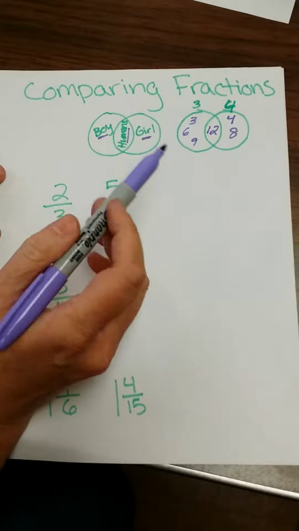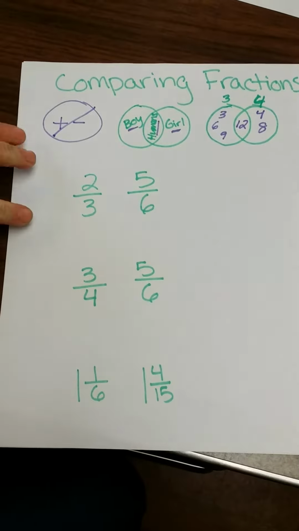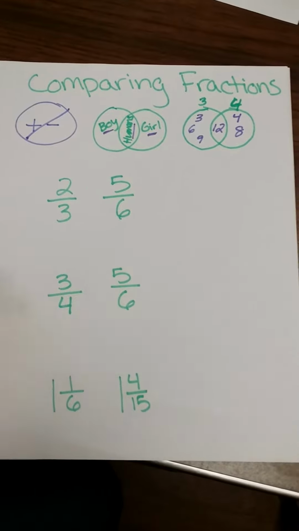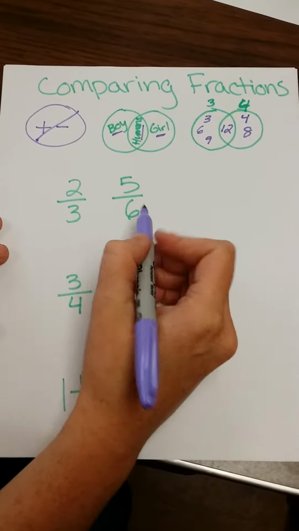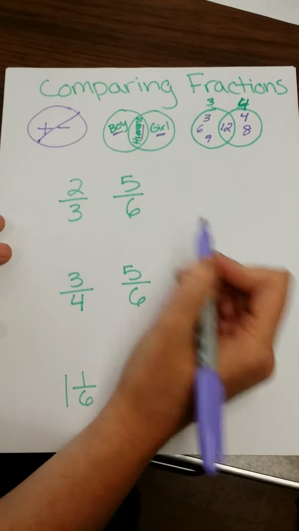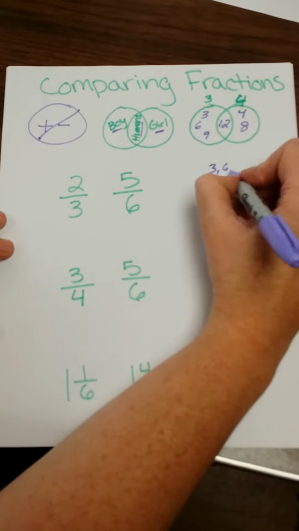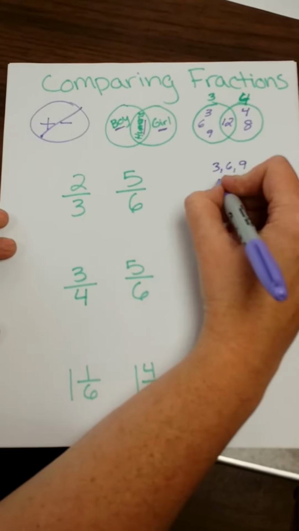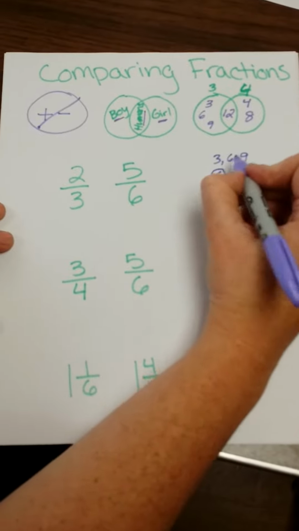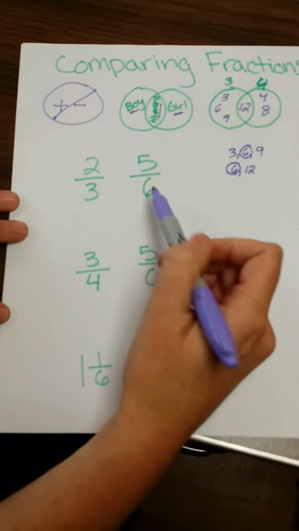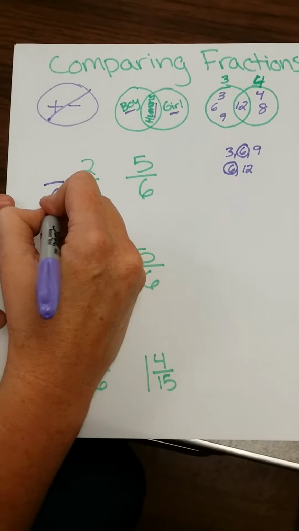Remember, with comparing fractions, you cannot add or subtract at all because that changes how much pizza you actually have. So let's look at these two. What can a 3 and a 6 both turn into? Well, 3 can be a 3 or a 6 or a 9, or 6 can be a 6 or a 12. And you can see that they can both be a 6. Well, this one is already a 6.